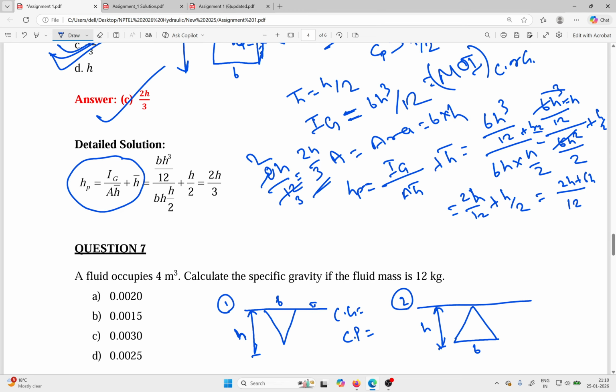So I want from your side in the next class, I'll ask you and we'll solve. If you are not able to solve, I'll just show you how you will solve.